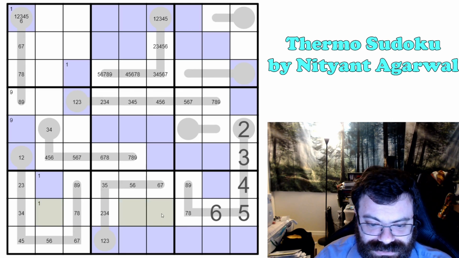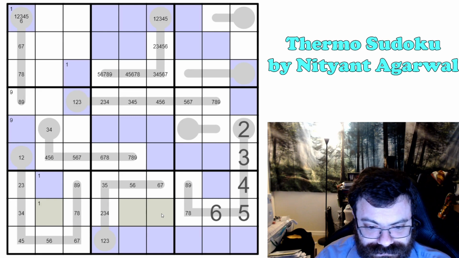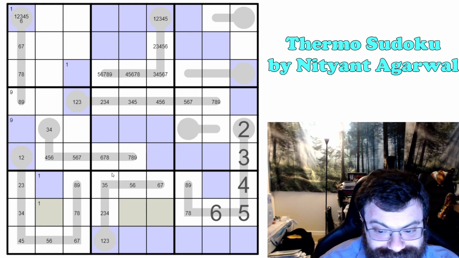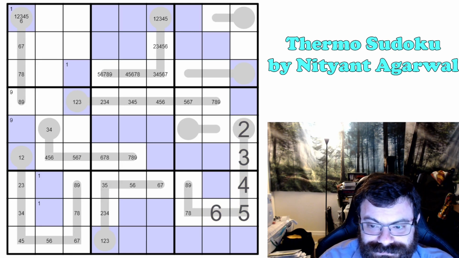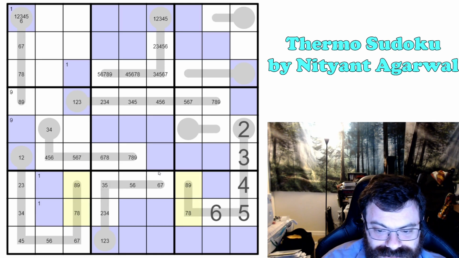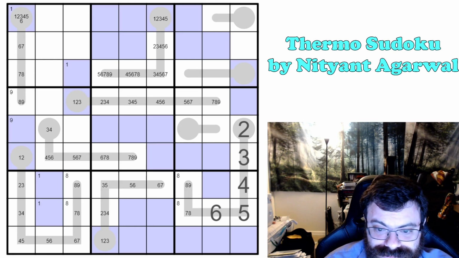What am I missing? So 9 is going to be here. I feel like I should have gotten more from that. Got all of these numbers now. So I've got an X-Wing on 8s here as well, because the pairs force 8s to be in those same columns. So I can just say 8s in one of those two, like that. I wonder if I should remove my highlight on 1s. That's just confusing me.